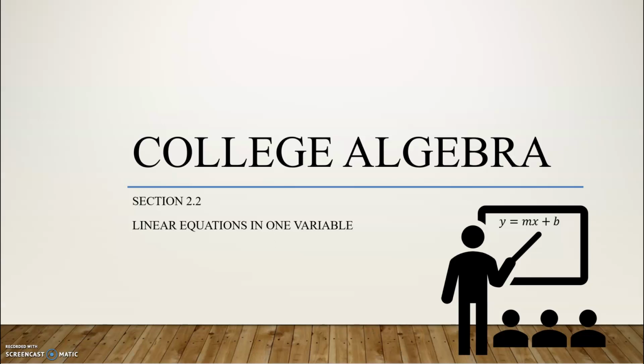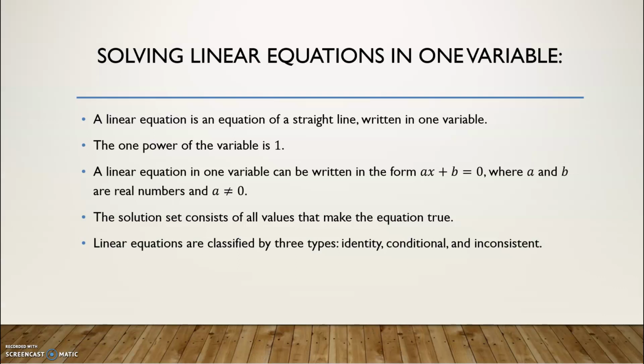All right, section 2.2, we're talking about linear equations in one variable. A linear equation is an equation of a straight line written in one variable. So it looks like this right here. Now, the a and the b are going to be numbers, so let's write out, we'll say, 5x plus 2 equals 0. That's an example of this right here.